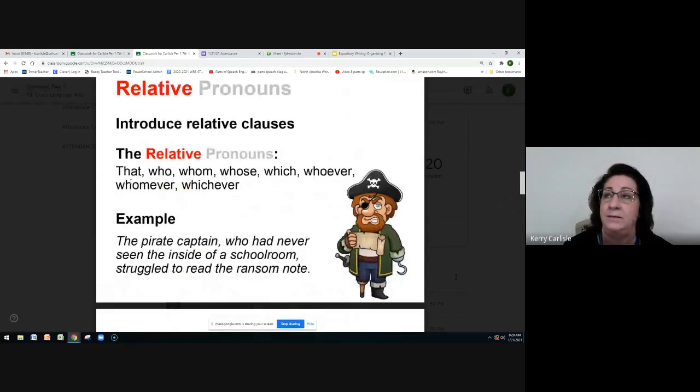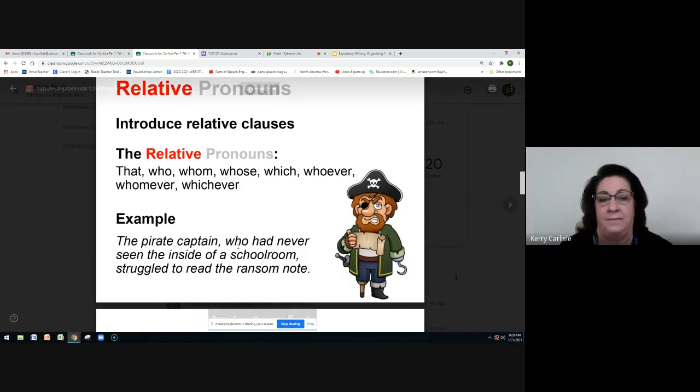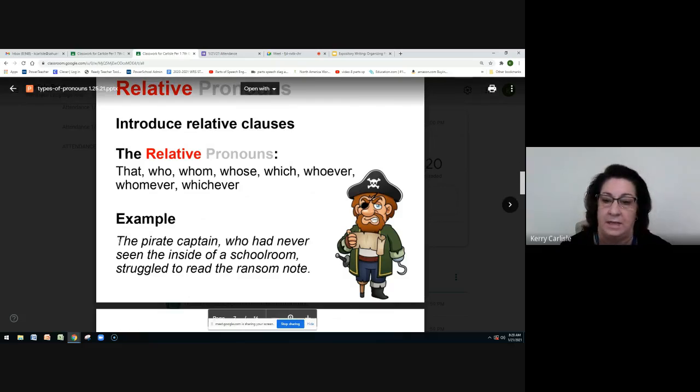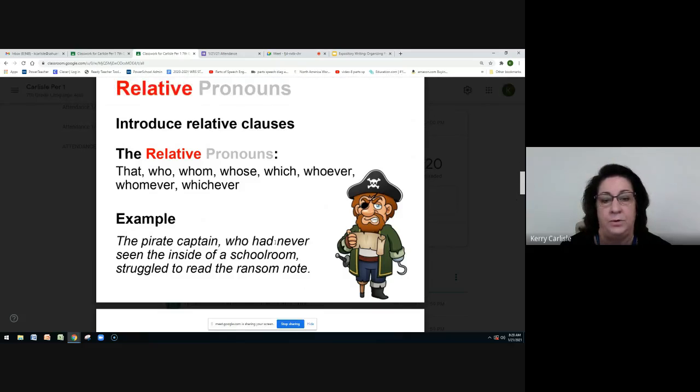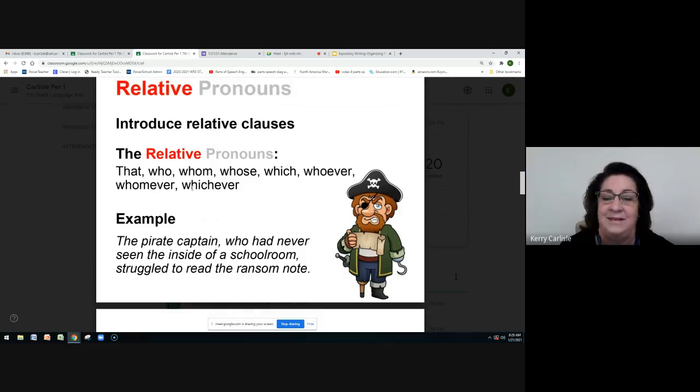The relative pronouns are ones we use that introduce relative clauses. In other words, like you're kind of connecting or describing something, okay? And these ones that use who or whom, right? They usually have the little commas that set them off. So for example, the pirate captain, comma, who had never seen the inside of a schoolroom, comma, struggled to read the ransom note. Poor pirate, he really had a hard time getting through that.